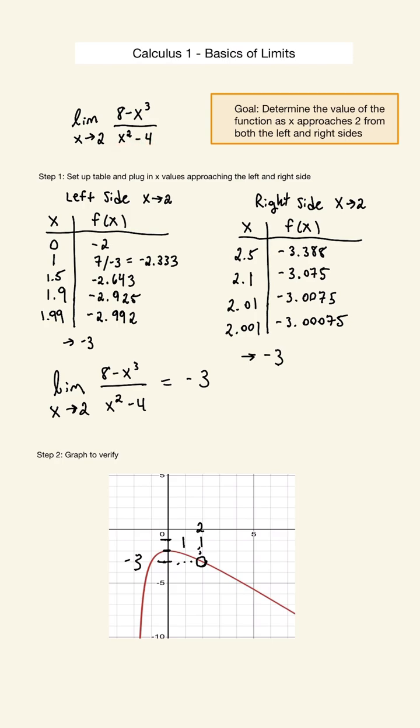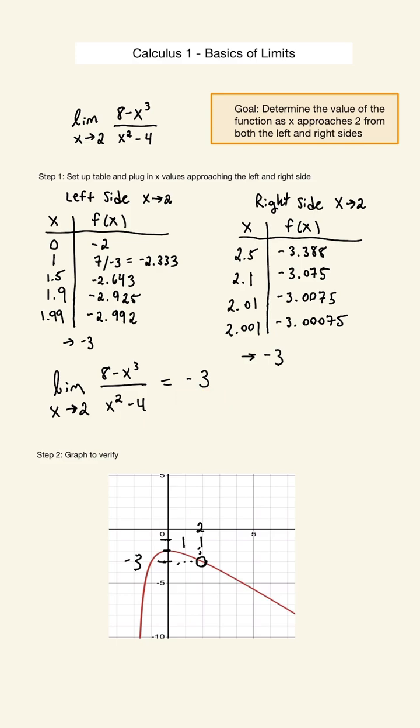And so in order to do that, what we can do is we can set up an x and f of x table where we let x values for our left hand side slowly increase towards 2, and we'll let x values on our right hand side slowly decrease towards 2. And you can see when we do that, we're going to converge on the value -3. And so that will be our solution to this example problem for the limit of this function.